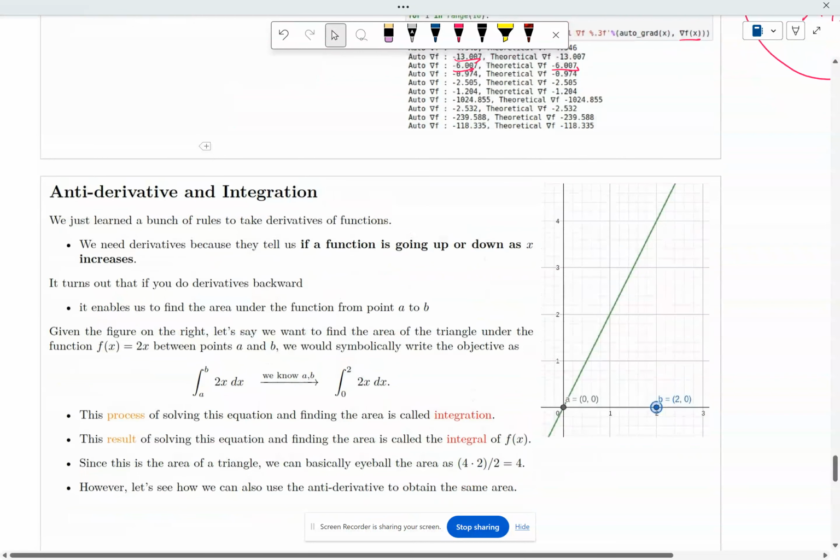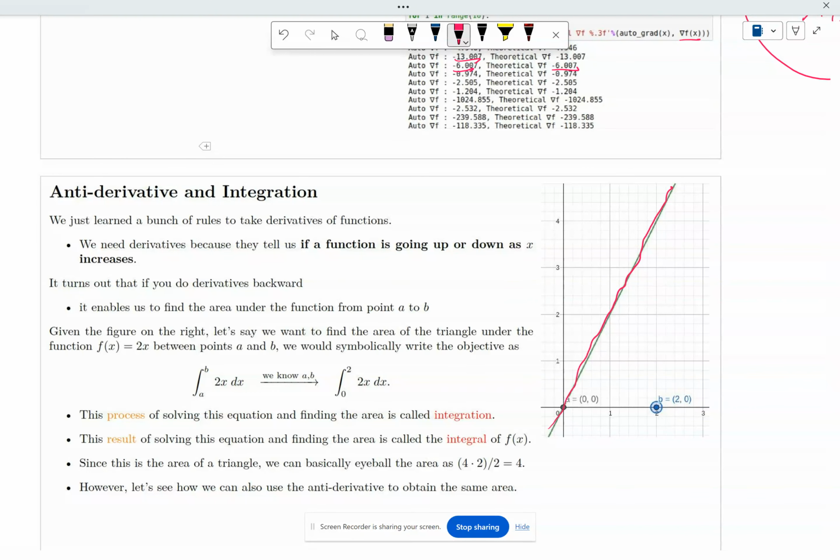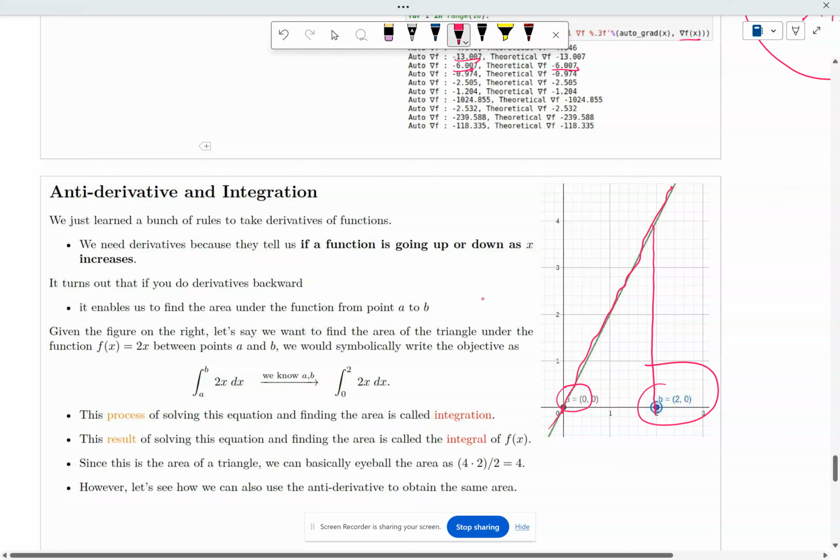It turns out that when you go backwards, the function allows us to find the area. Let's say over here, this is just an equation of a line. Given this equation of a line, what if you want to find the area between 2 points? Over here is A and B. You want to find the area between A and B, essentially this chunk. What is the area here?